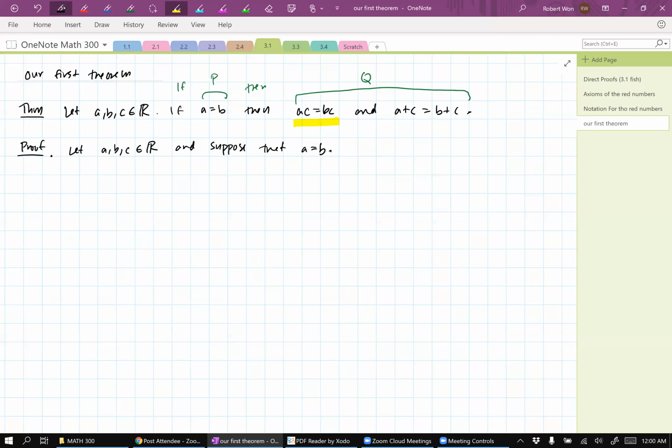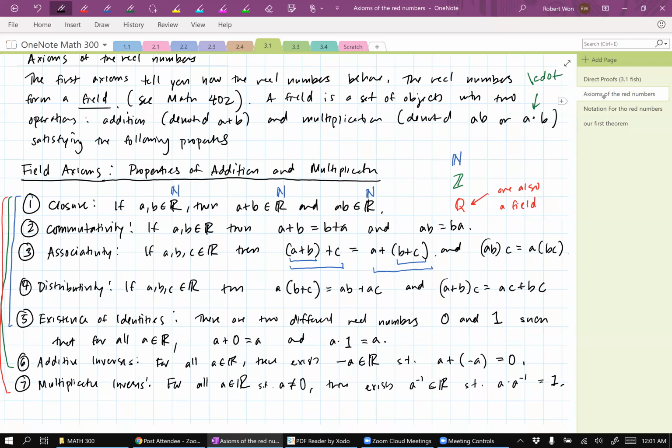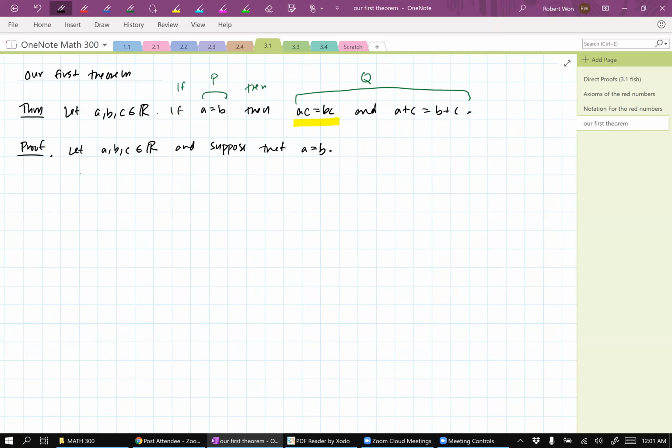Well, what is AC? It's a real number, but I only know that by the closure of the reals, right? That's axiom 1. If A and C are real numbers, then AC is a real number. So by closure of the reals, AC is also a real number. I want to try to show that AC equals BC. How the heck can I do this?